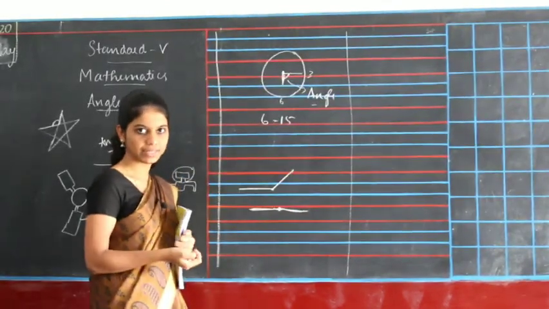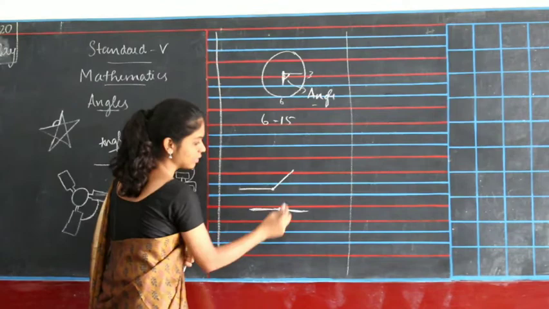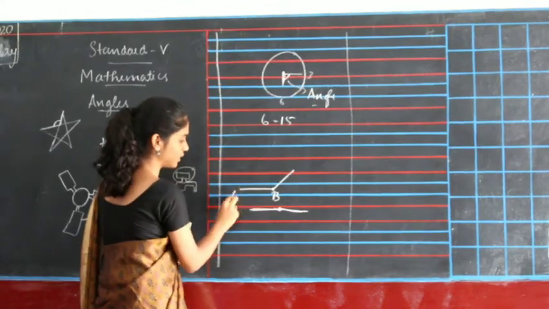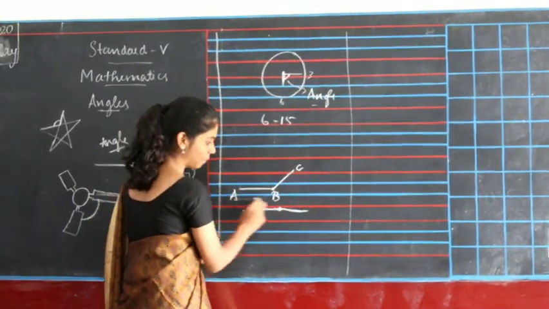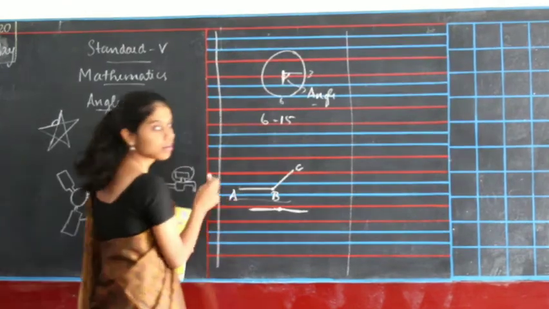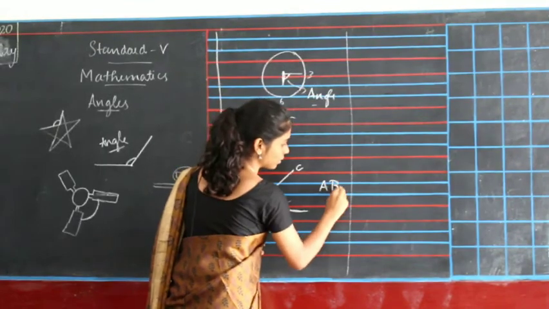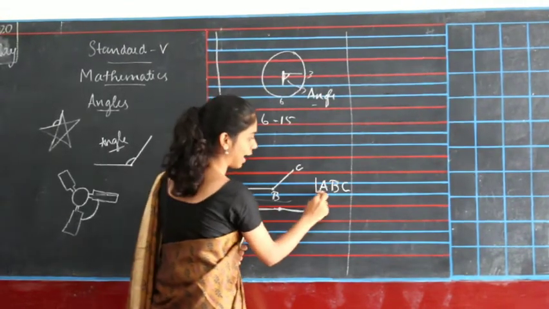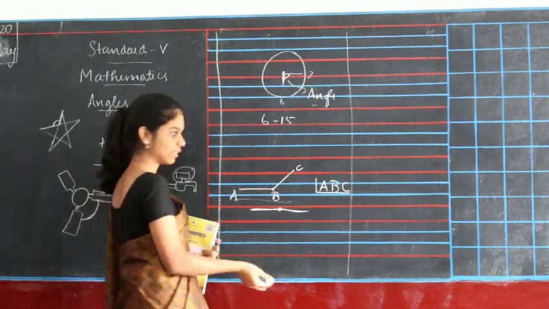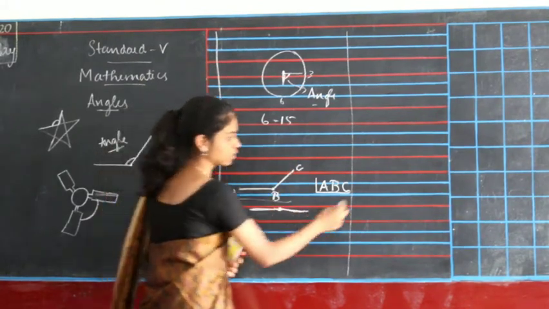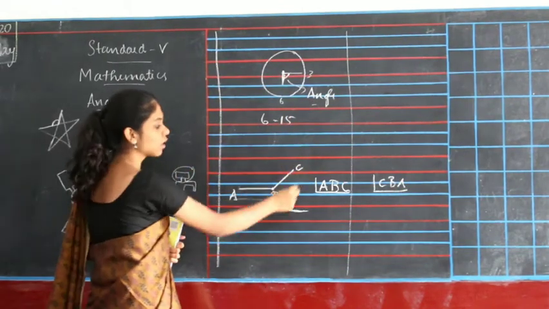So how will we represent an angle? Let's say this center is point B. This one we say A and this one we say C. Now how are we going to represent this one? From left you start A, B and C. So now A, B, C, and you have to put the angle symbol. This is how you represent an angle, or else you can write it from C, B, A. It should be a continuous line.